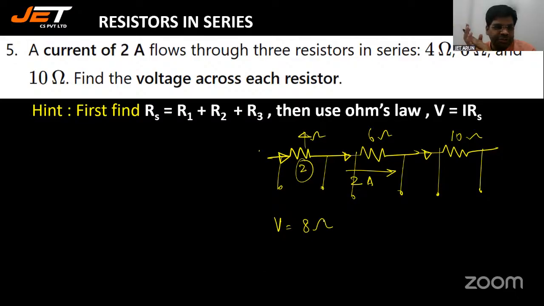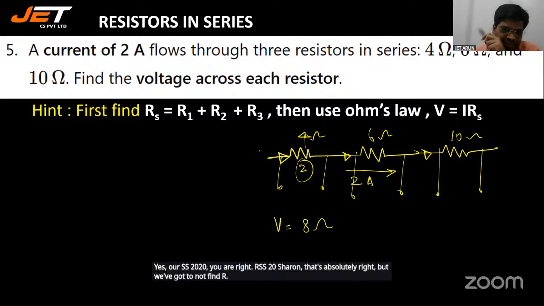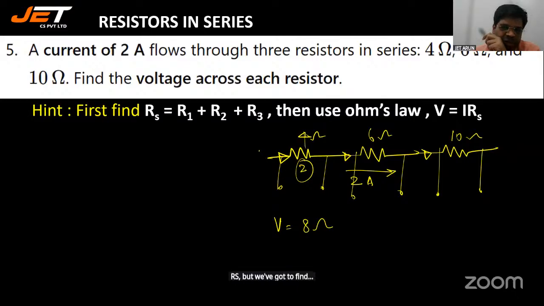Yes, RS is 20, Charan, you're right. That's absolutely right. But we've got to not find RS, but find the potential drop across each one. See, this is old, sorry. Let's use an eraser.